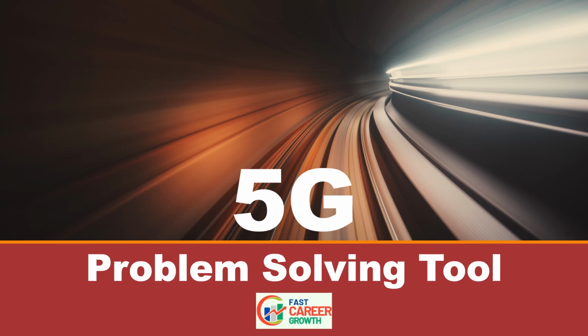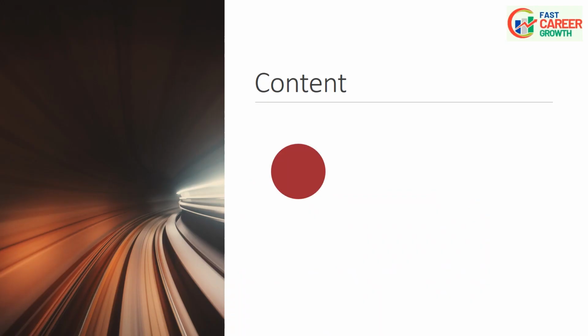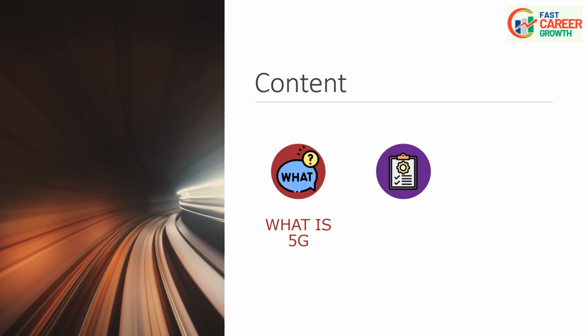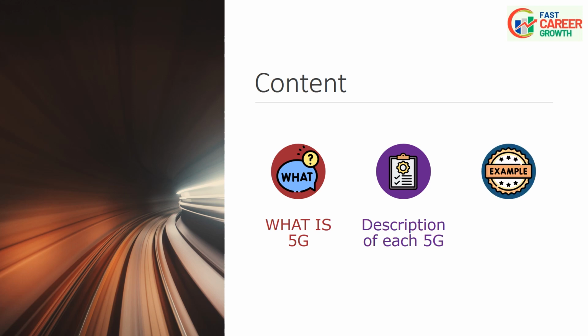Today we will discuss the 5G problem solving tool. Here we will discuss what is 5G, and a description of each G with examples. So let's start. What is 5G? The 5G framework consists of 5 Japanese terms, each starting with the letter G, and it is used to guide organizations in their pursuit of operational excellence through lean manufacturing and continuous improvement practices.